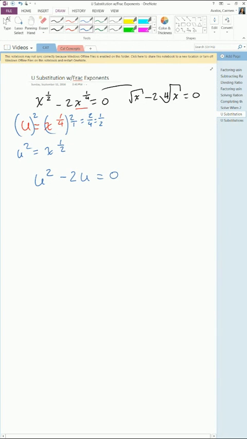It's so much easier to work with this function than that function. It's a quadratic, so you use one of the 4 methods. In this case, the method I would use is factoring. So we get u times u minus 2 equals 0. So u equals 0, and u minus 2 is equal to 0, so u is equal to 2.